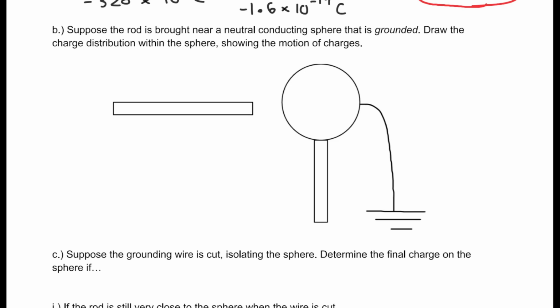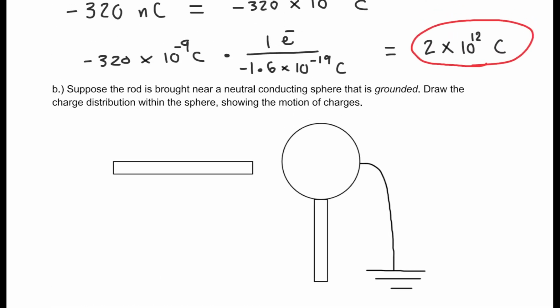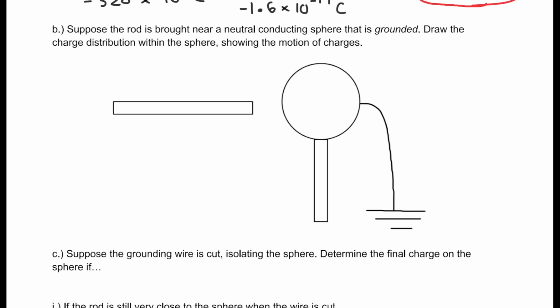So now we're going to bring the negatively charged rod with an excess charge of negative 320 nanocoulombs near a conducting sphere that's grounded, meaning charges can freely move, so we could actually get a neutral sphere to become charged. So I'll just draw my charge distribution real quick. And if there's negative charges on the rod, well, we know that it's the electrons that move. So in this case, the electrons are going to move into the ground because they're repelled by the rod. And if electrons are leaving the sphere, well, we must have an excess positive charge left over.